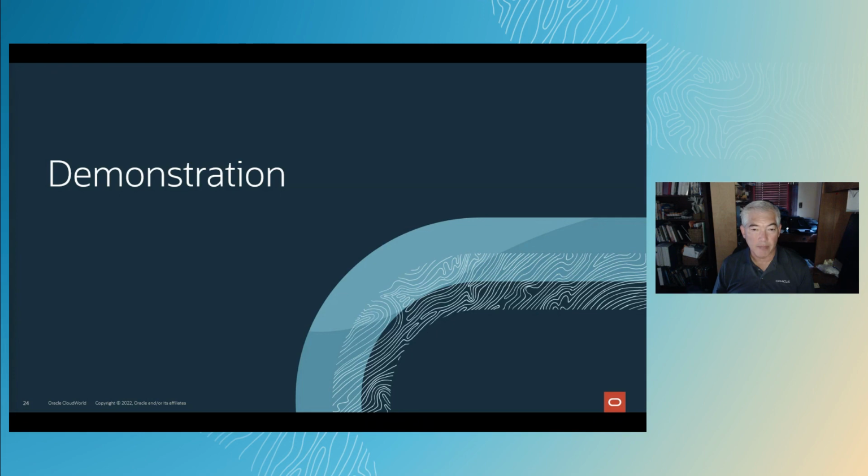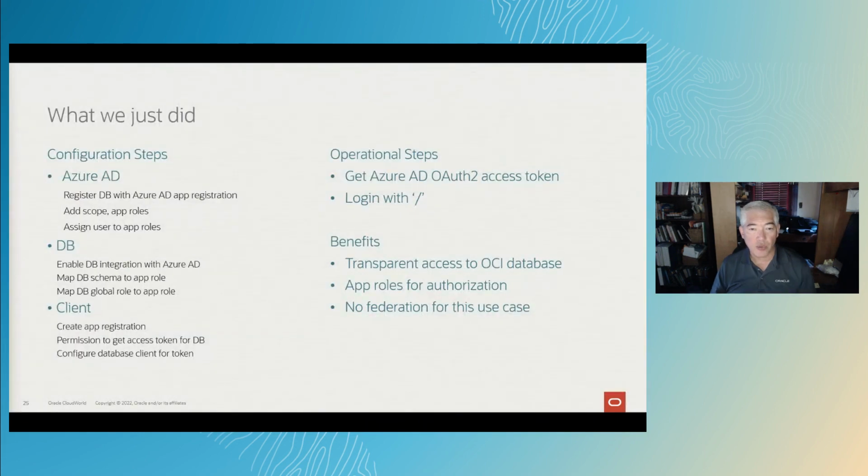That completes our demo. Here's what you just saw. We registered the database with Azure AD, added scope and app roles, and then assigned a user to the app roles. We enabled the database to connect with Azure AD, and set up mappings from a global shared schema and a global role to the app roles we just created. The client was registered and then set up with permission of the scope to get a database access token. And then operationally, the user got their token, logged into SQL Plus using /login.